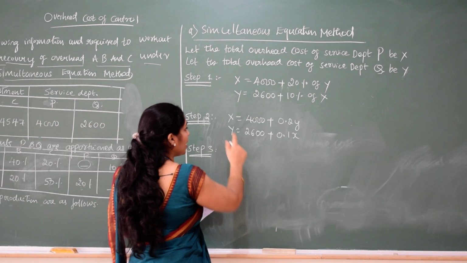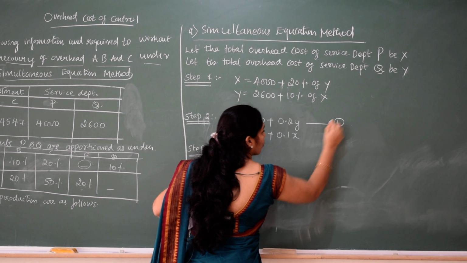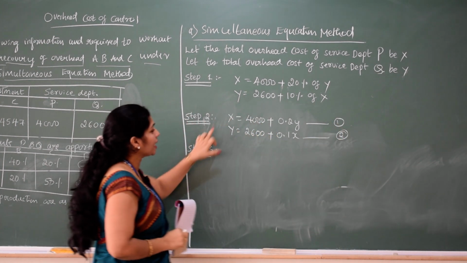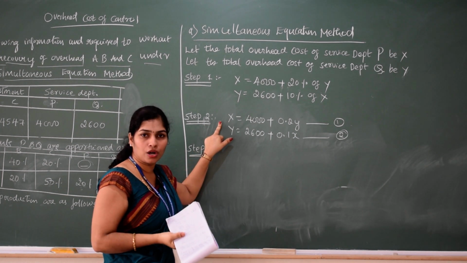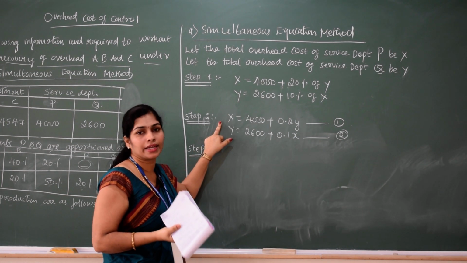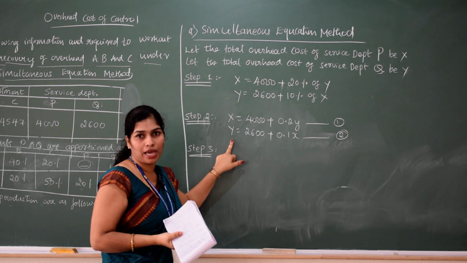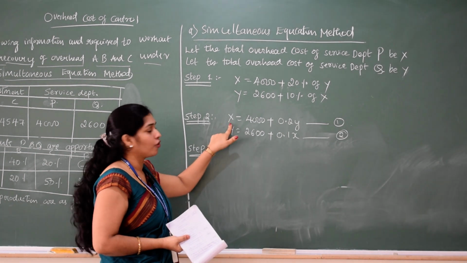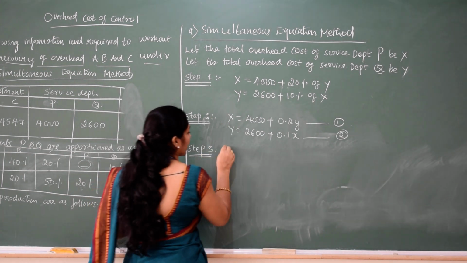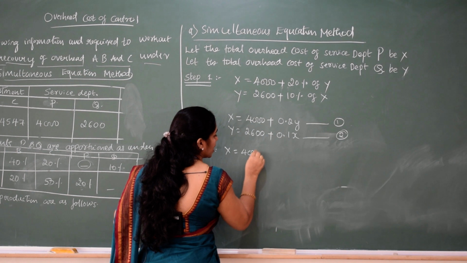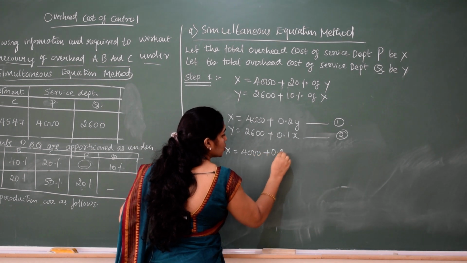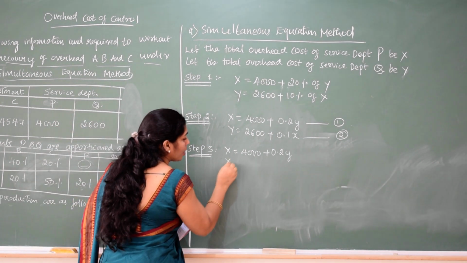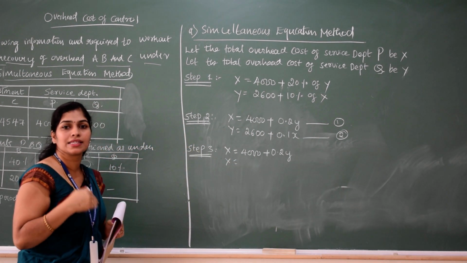Here this is one equation, and the other one is the second equation. You have to find out the X values, or otherwise you have to find out the Y values. You can choose any of these equations. I will take the first one for the X values. X is equal to 4000 plus 0.2Y. So dear students, now we have to simplify this equation again.